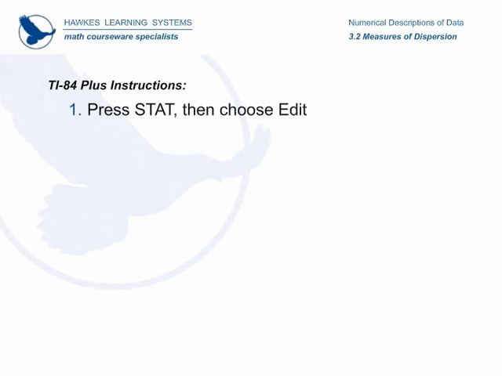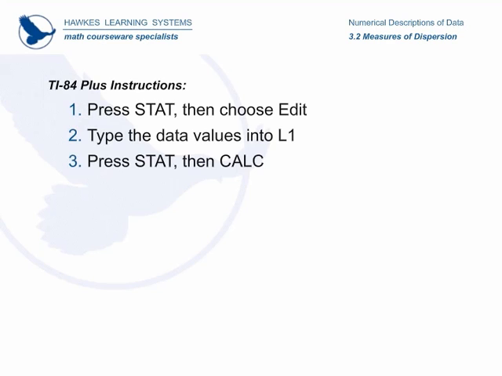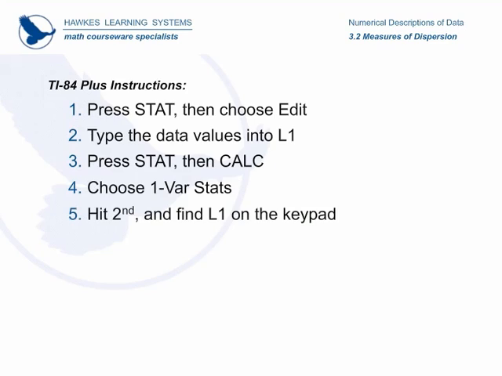So in order to find the calculations using technology, first you would press the Stat button, then choose Edit. Next you would type the data values into L1, or List 1. Press Stat again, then Calc. Choose one variable stat, 1-Var Stats. Hit your second key and then find the L1 on the keypad, and make sure to look for the right symbol. And there we have it. Give that a try.